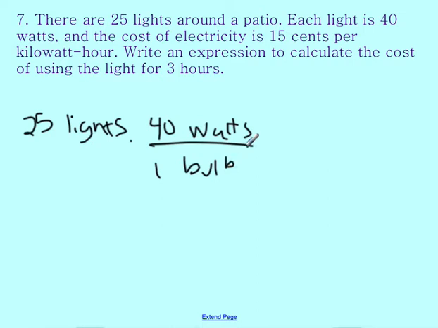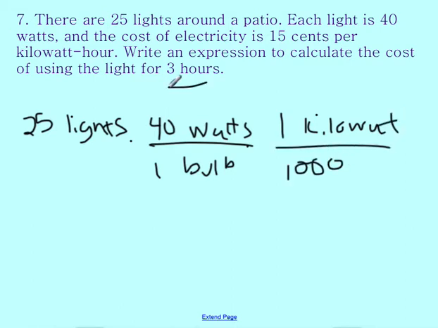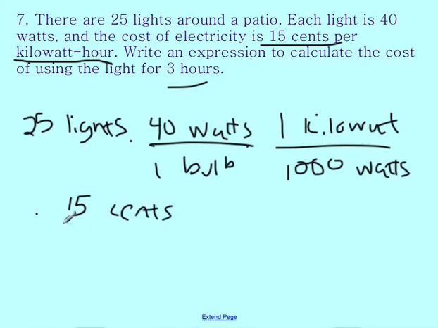Okay, then we're going to have 1 kilowatt for each 1,000 watts. Because if you look down the road, you want to figure out it's 15 cents per kilowatt. Now, kilowatt means 1,000 watts. Times 15 cents per each kilowatt, times 3 hours. Okay, so here's how this works.